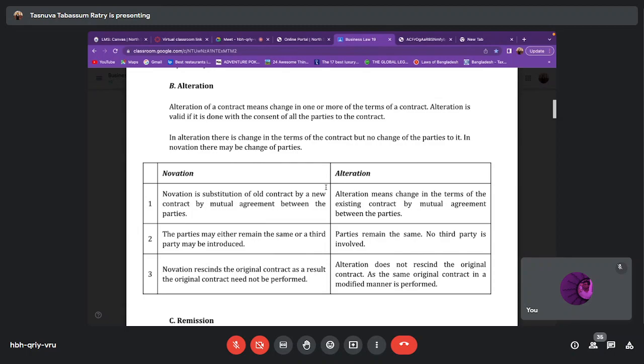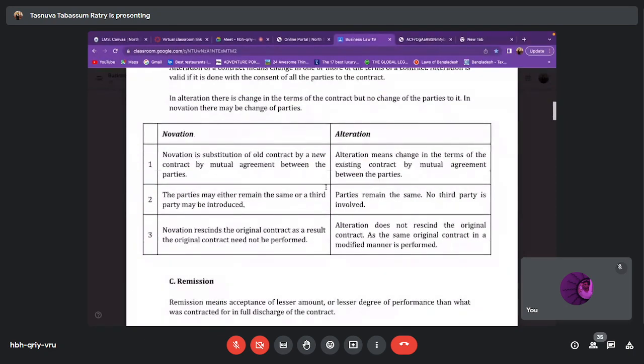However, in novation, the terms and conditions are being substituted. Also, there is a change of parties. In terms of alteration, there is no change of parties. The parties remain the same. There is no third party being involved. However, in novation, the parties can be changed, a third party can be introduced, and novation can also occur whenever there is a substitution of an old contract with a new contract. In terms of novation, novation rescinds the original contract.